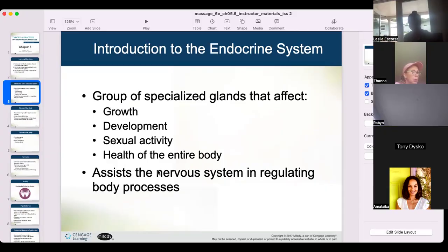Now, their job is to assist the nervous system in regulating the body's processes. So they work closely in communication. The nervous system is a communicating system. It helps us communicate between the external and internal environment and between the glands, the hormones, and other nerves. So that is the job of the nervous system. And the endocrine system, they're kind of buddies. They work together to create homeostasis, and whatever the body needs, the glands will release.